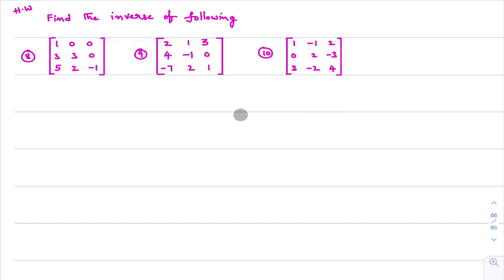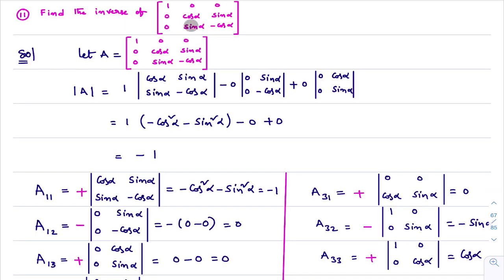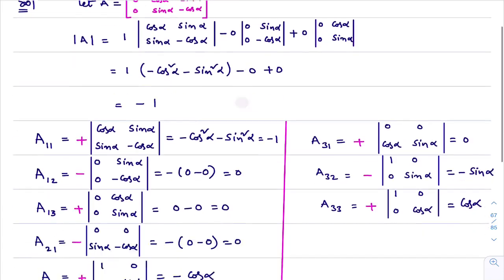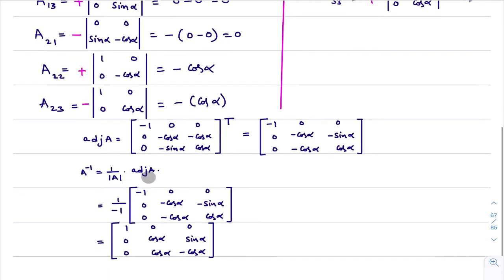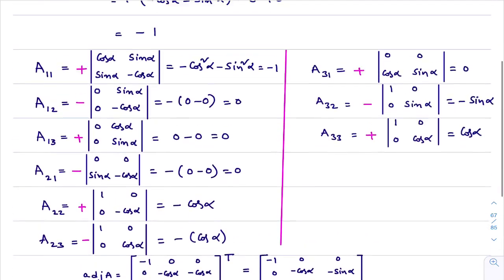Now we'll move to the next question. Find the inverse of this matrix. This is the 11th question, similar to the last question. To calculate the inverse of a matrix, we need two things. What are those two things? One, det A, and two, adjoint A, because the A inverse formula is 1 by det A into adjoint A. So first I will calculate det A and then I will calculate adjoint A.